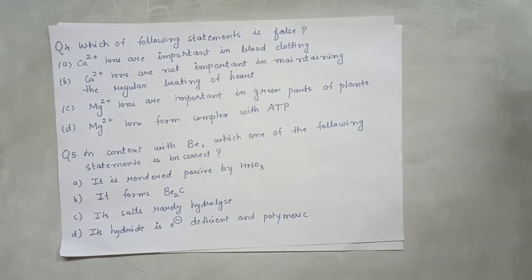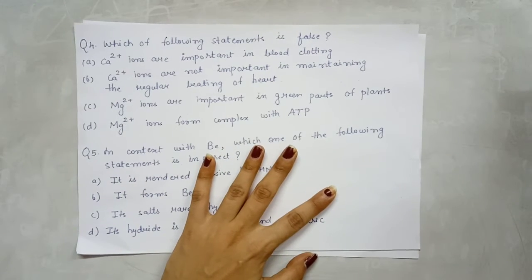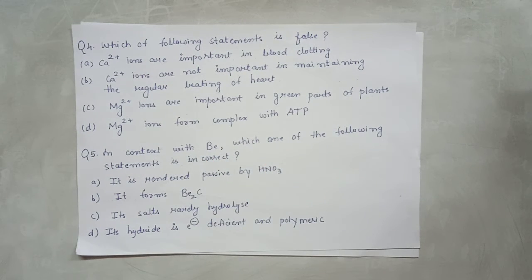Question number 5. In context with beryllium, which one of the following statements is incorrect? Option A, it is rendered passive by nitric acid, which has the formula HNO3. It forms Be2C. Its salts rarely hydrolyze. Option D is its hydride is electron deficient and polymeric. So there are four options given over here, and then you have to tell which among them is the incorrect option, right? So as you have seen already, like you would have learned, it is mentioned nicely in NCERT also.